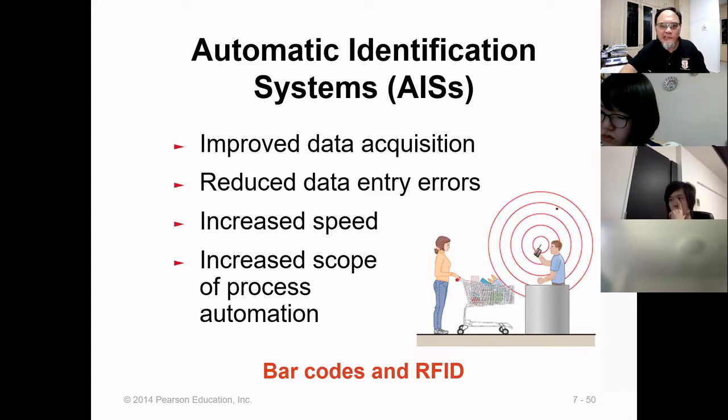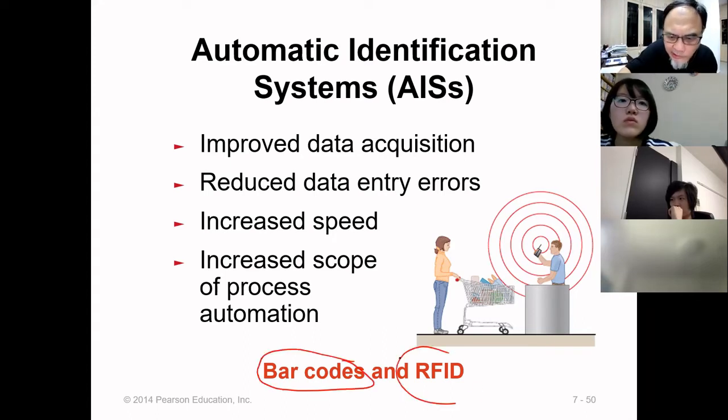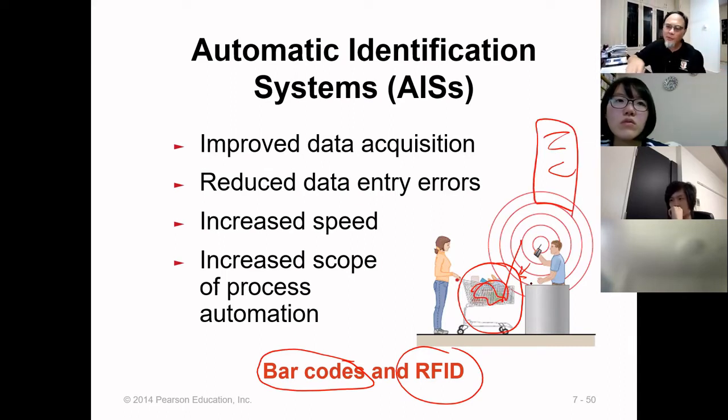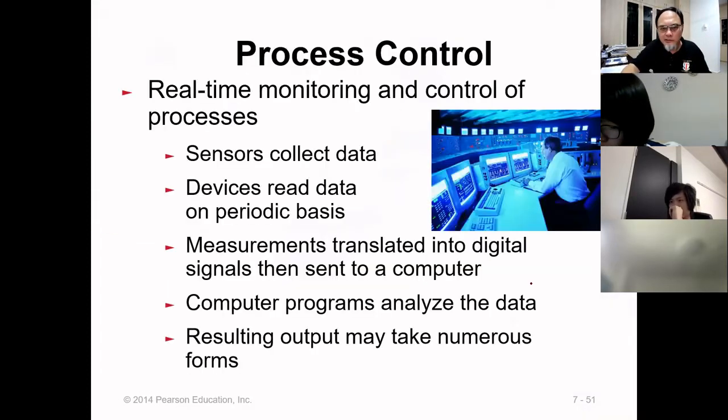AIS, automatic identification systems. And I think last week also mentioned to me about Uniqlo. You put in the shirt inside the bag, barcode, then list all the price and also total checkout counter. Checkout counter, Uniqlo, that is AIS. Basically, because they use barcodes and RFID. So you put in inside this, so they detect everything in there. Technology, or self scanning. Okay, you can Google.